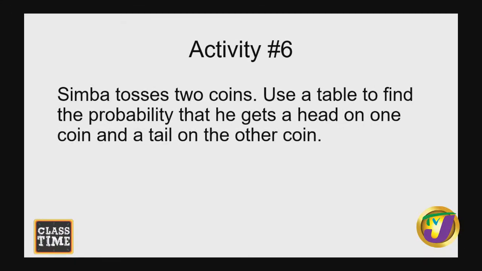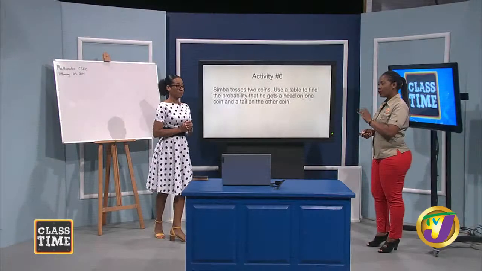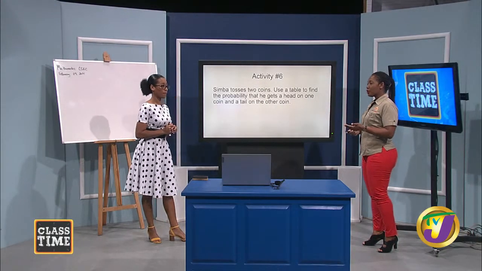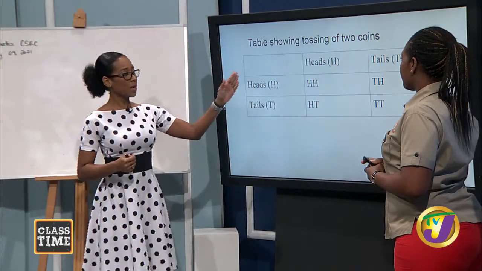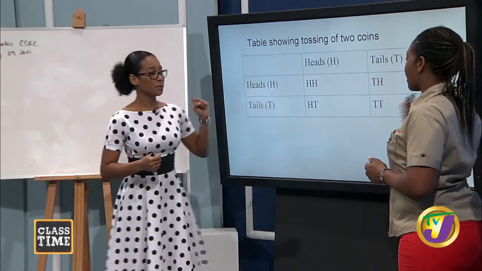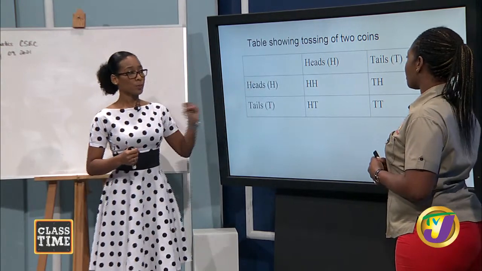Use a table to find the probability that he gets a head on one coin and a tail on the other coin. So since we're using a table, we're going to go right to the table to see what the table will look like. So the options for tossing a coin are very simple. You can either get a head or a tail. So this would have been coin 1. Coin 2.